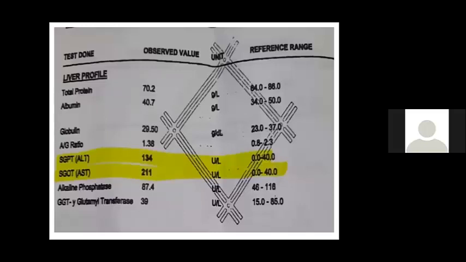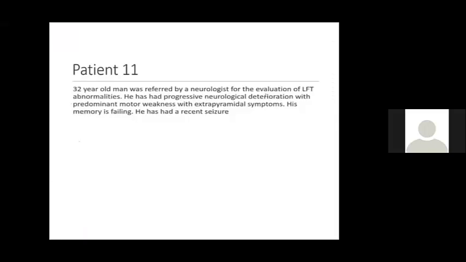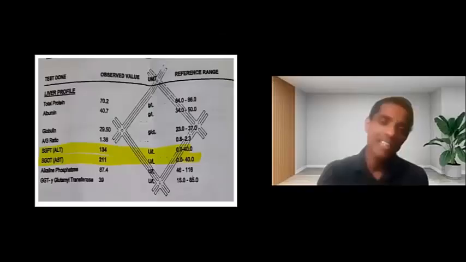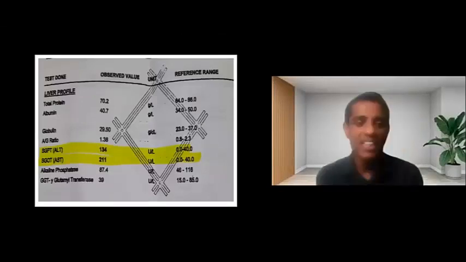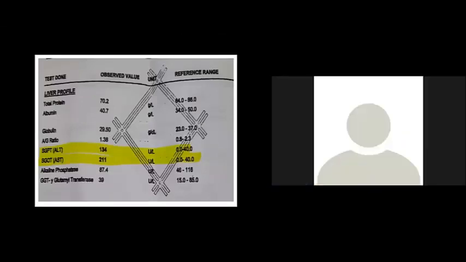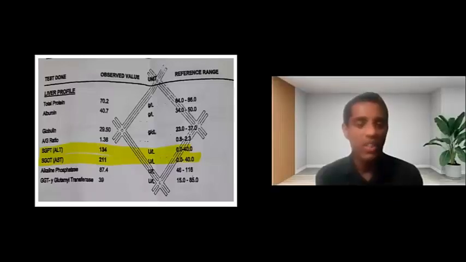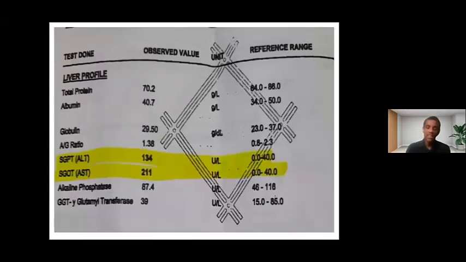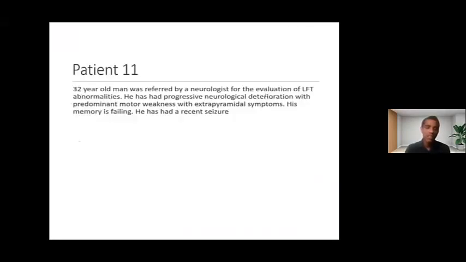But here, if you go through the history again, they were referred by a neurologist. He has progressive neurological deterioration with motor weakness and extrapyramidal symptoms. His memory is failing. He has a recent seizure. The thing is that, in liver injury, those would be more than 1,000. This is just above 100 and 200. So this is mainly due to release from extrahepatic causes.